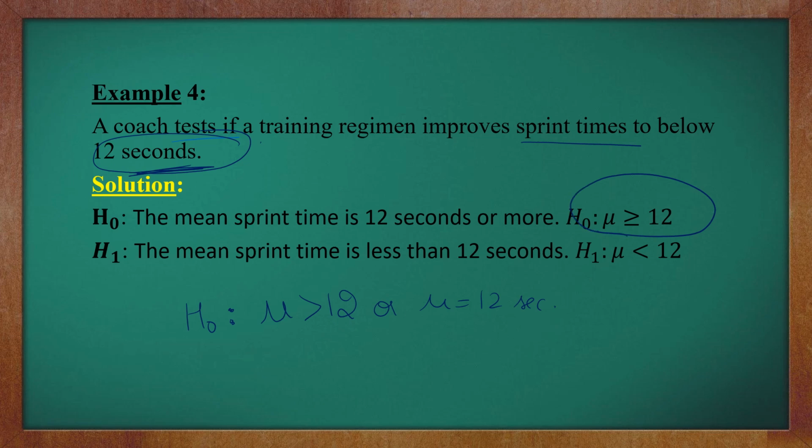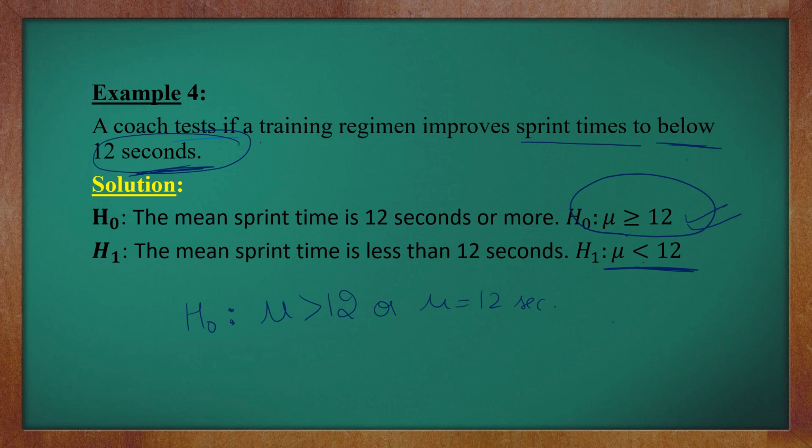So what is the null hypothesis? That average sprint time is 12 seconds or more. Obviously, if sprint time is 12 seconds or more, then you can say that there is no change after training also. But the alternative is that there is a change, definitely, and it is less than. You can see below now, less than. So we are using the third case, because they are saying below.